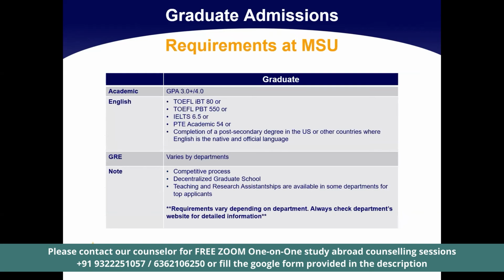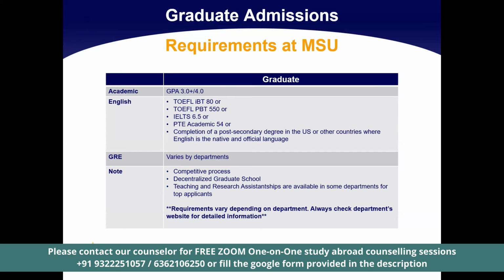For graduate admission, this is another example from MSU. The GPA requirement is 3.0. I don't see any other programs at MSU that have a lower GPA than 3.0. They are more strict with English and they only accept TOEFL, IELTS, or Pearson test. They don't accept other tests. GRE, like I mentioned earlier, varies by department, so make sure that you check with the department directly.